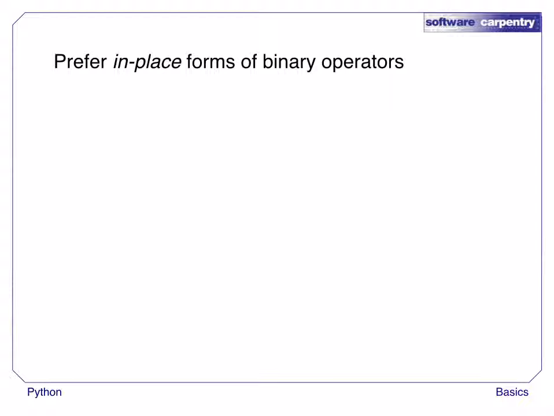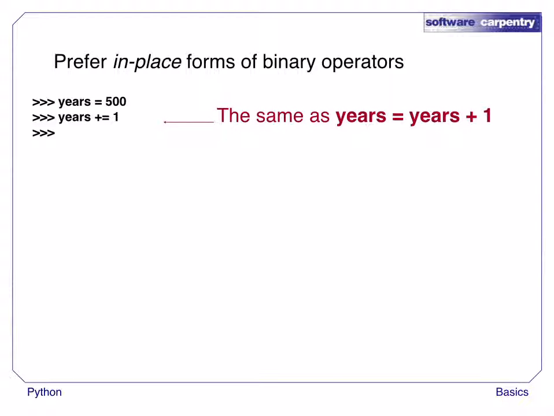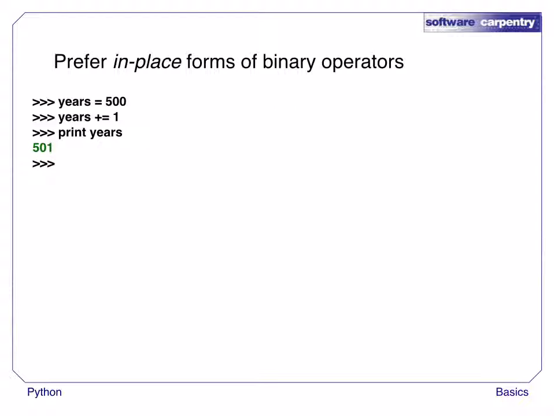And like all the other languages in the C tradition, Python lets us use in-place forms of binary operators to make our programs more readable. So let's take this example. Suppose we've assigned 500 to the variable years. So if we write years plus equals 1, Python adds 1 to the variable years. It's exactly the same as writing years equals years plus 1, but it's shorter and easier to read, particularly if the expressions involved are long or complicated. So, sure enough, we've incremented years by 1.